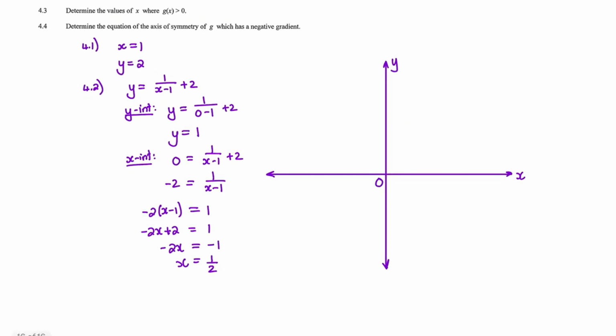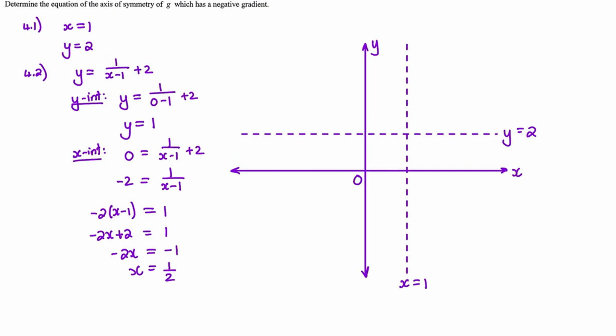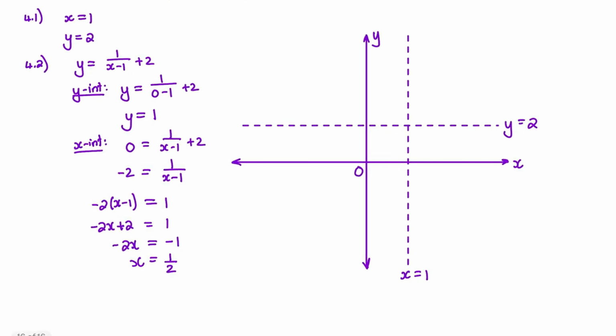Next, we'll draw the horizontal asymptote and the vertical asymptote. For the horizontal asymptote, y is equal to 2, and for the vertical asymptote, we have x is equal to 1. And can you see I'm not really focused on scale? I just want to have everything in its right position. Next, I'll draw the y-intercept, and that is where y is equal to 1. So on my y-axis, it will go through plus 1. And the x-intercept is where x is equal to a half.